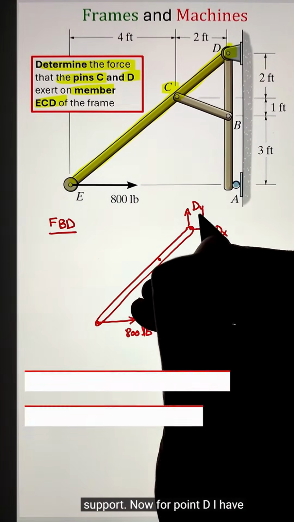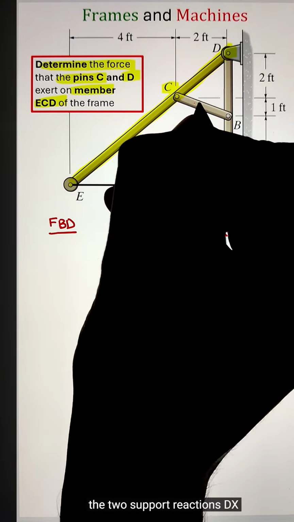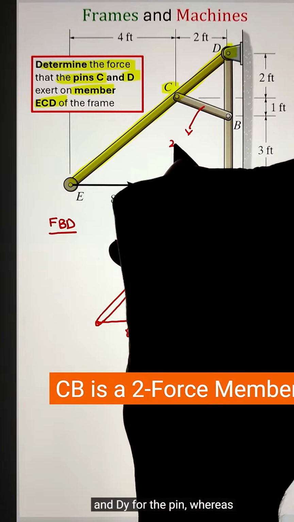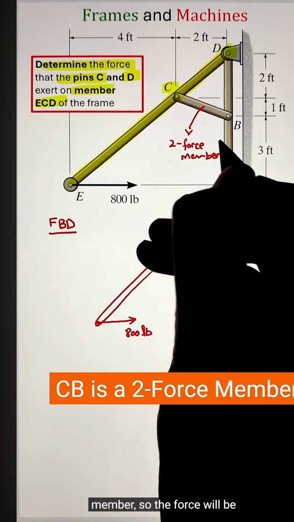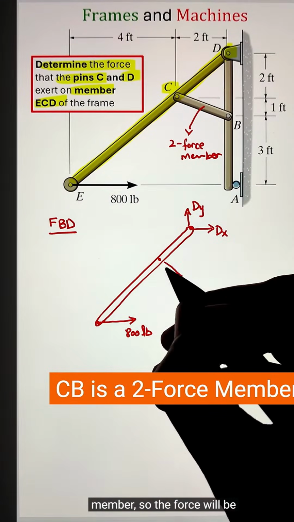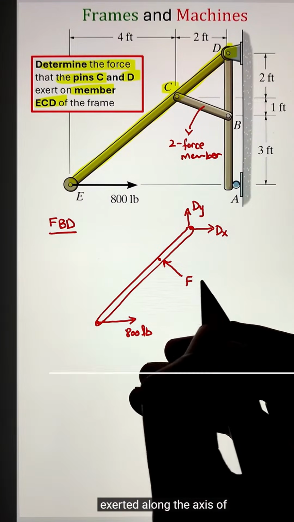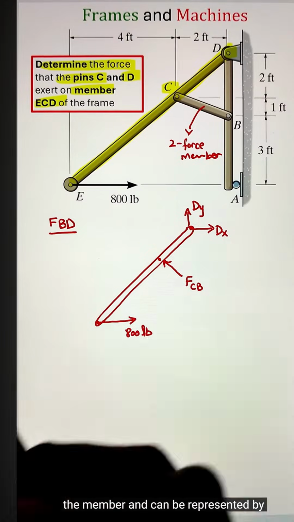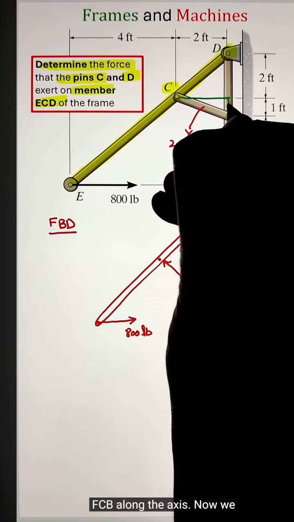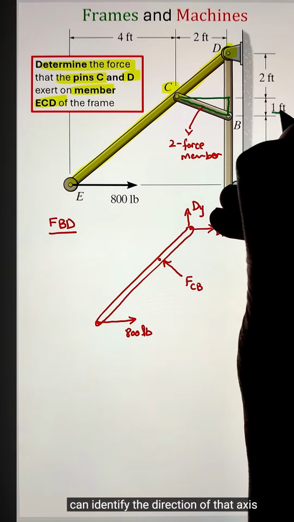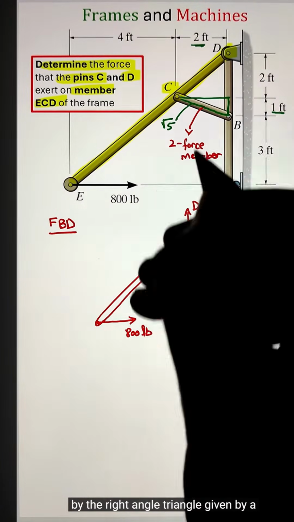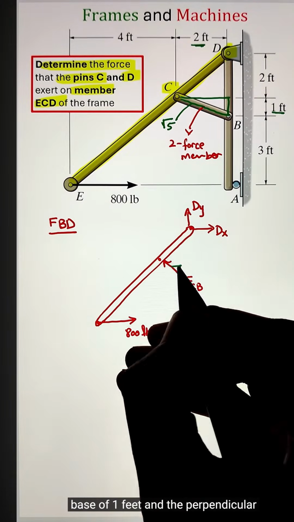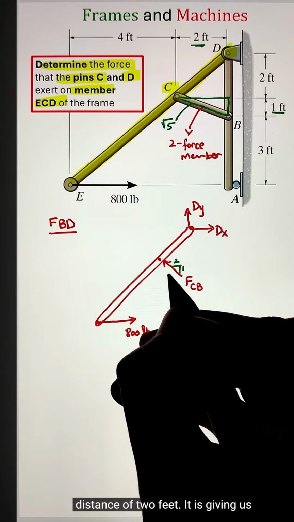Now for point D, I have the two support reactions Dx and Dy for the pin, whereas the member CB is a two-force member, so the force will be exerted along the axis of the member and can be represented by FCB along the axis. Now we can identify the direction of that axis by the right angle triangle given by a base of 1 foot and the perpendicular distance of 2 feet.